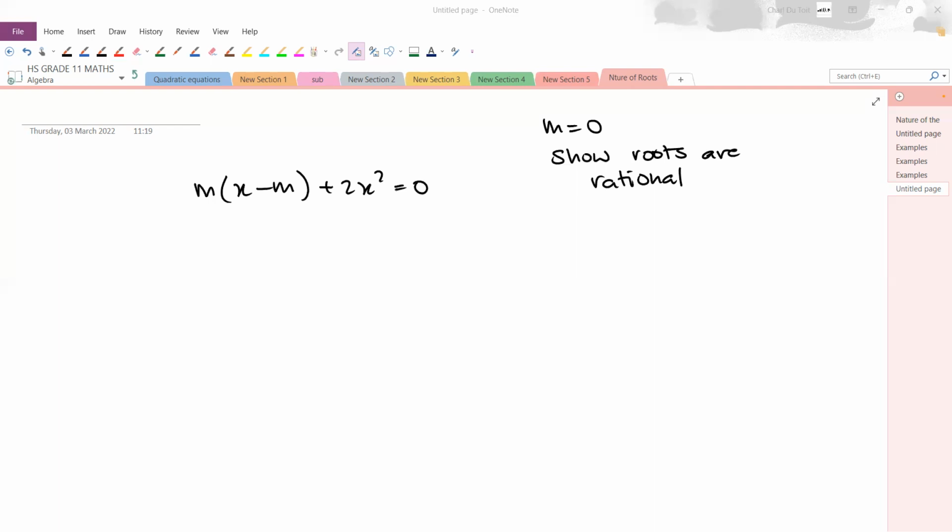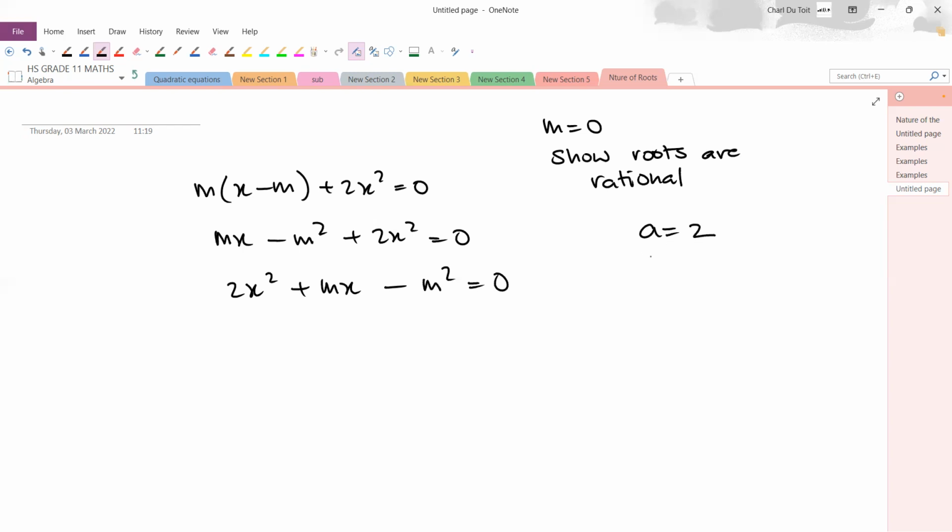That's really interesting. Okay, let's just make sure that we know what's happening here. I've got mx minus m squared plus 2x squared is 0. So my first term is 2x squared, then plus mx is my b term, and then minus m squared is c. So a is 2, b is m, and c is negative m squared. Quickly have a look at that. See if you agree. Yeah.